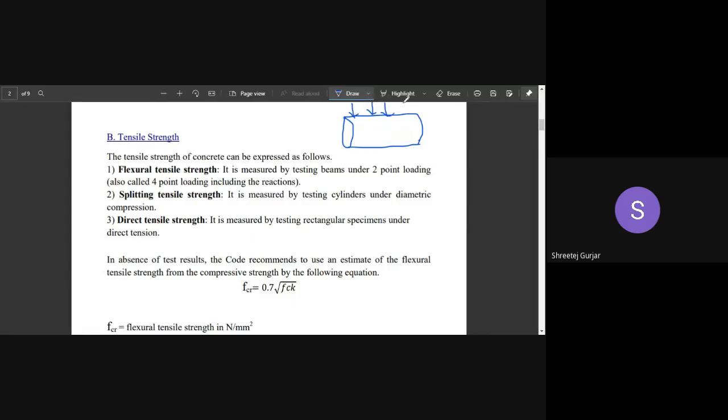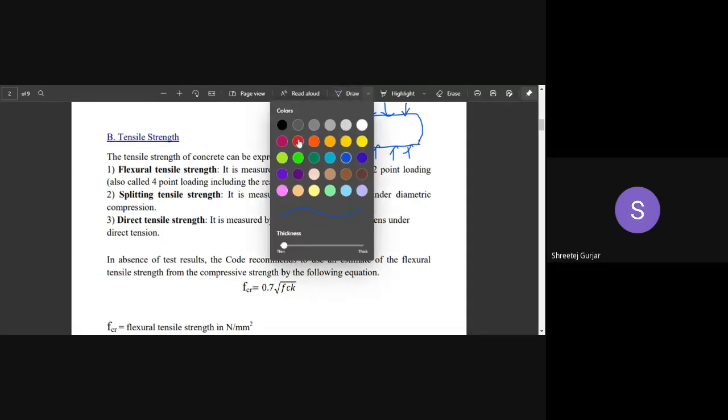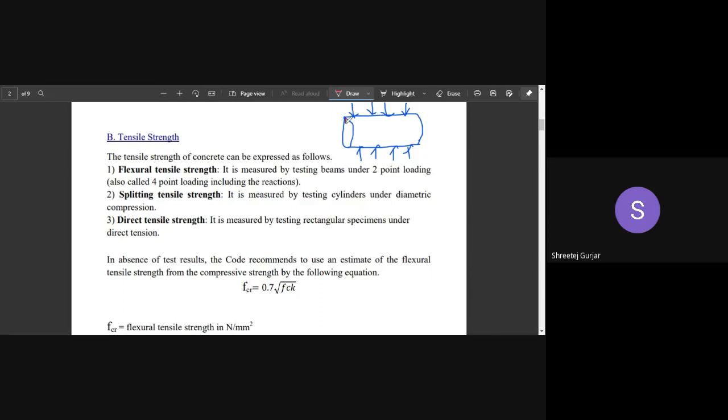You apply your compression in a diametric way. So this is how you apply compression, and what happens is your concrete will crack. How will it crack? Let me just show. It will crack in this fashion. So your load corresponding to this crack is your splitting tensile strength. So this is how you carry forward your splitting tensile strength.